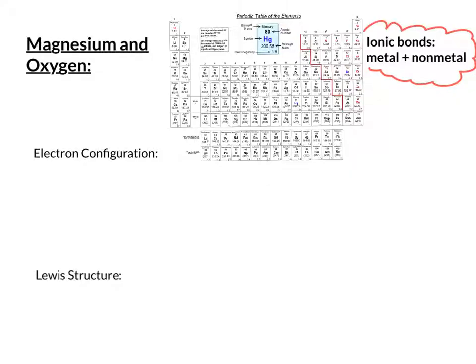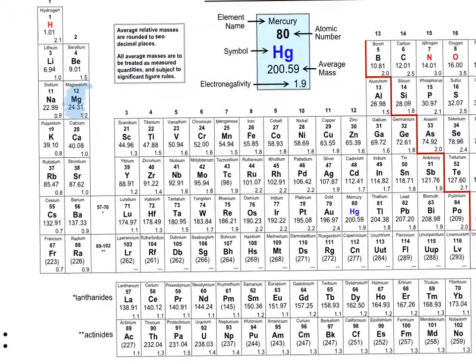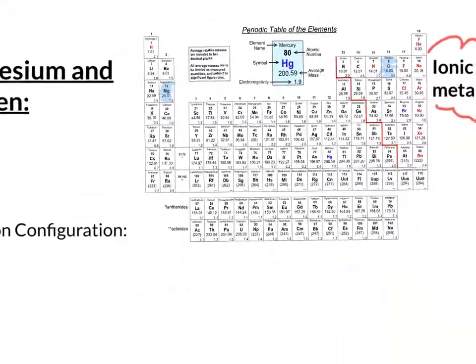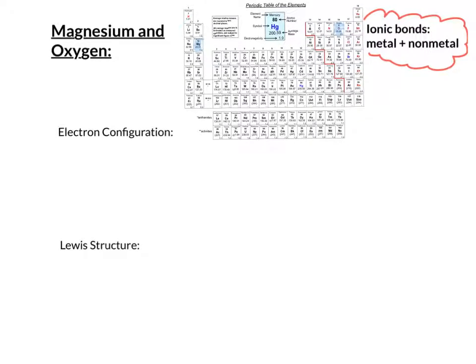So I'm going to highlight magnesium and oxygen on our periodic table, just so that we're clear where they are. Magnesium and oxygen right there. All right, so now that we see where magnesium and oxygen are, we can write the electron configuration for each of them.